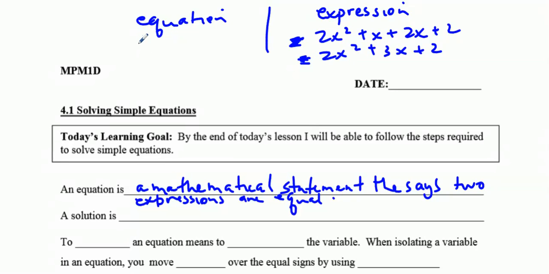For an equation, it's different. We've got something like this, 2x equals 4. This is a mathematical statement that relates two expressions. These are two simple expressions, obviously, 2x and 4, but they are nonetheless expressions. And then there's always an equal sign for an equation.